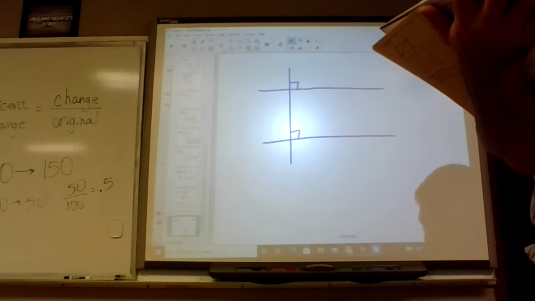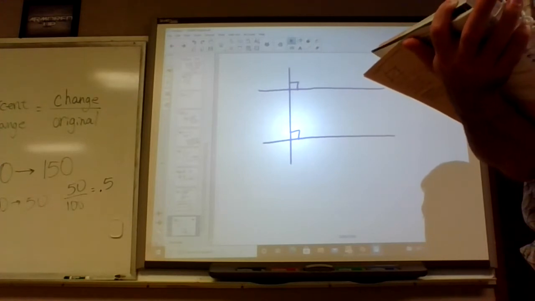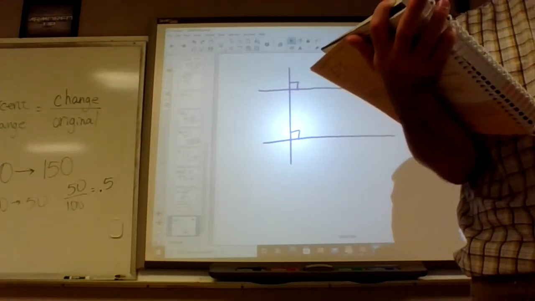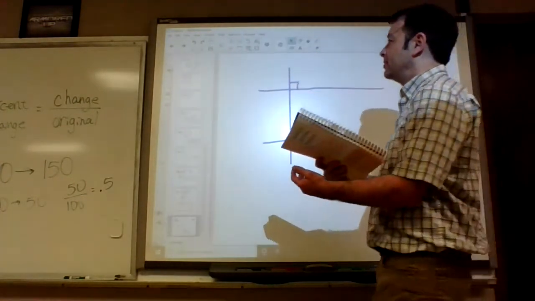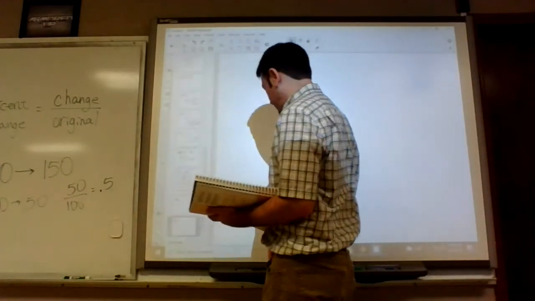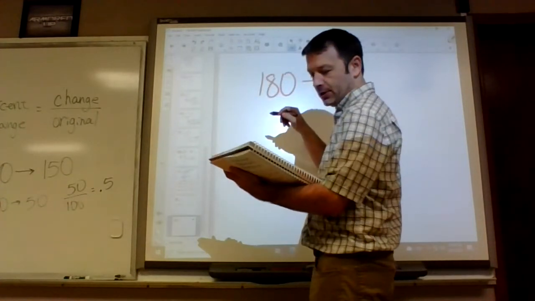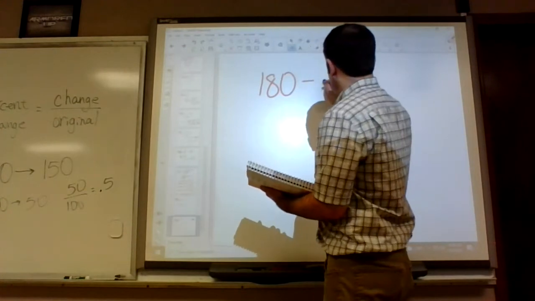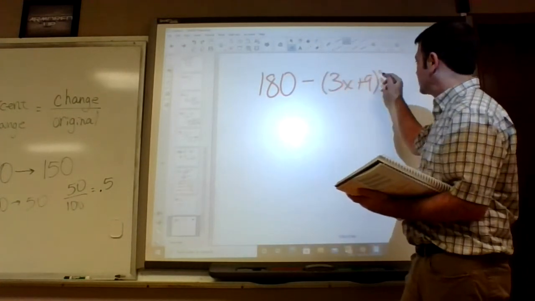Okay, how did we do it? It's just like 13, right? Angle 3 and 5. How did we do 13? We did 180 minus that angle to get the other angle. So we have to do 180 minus the given angle to get the other angle. 180 minus 3x plus 9 should give us the other angle.